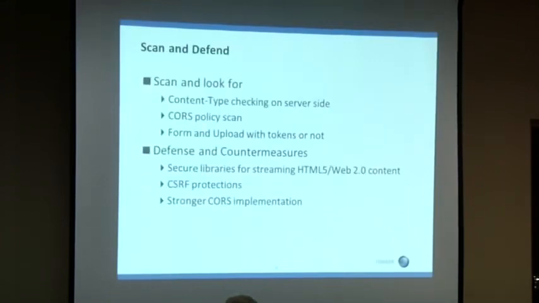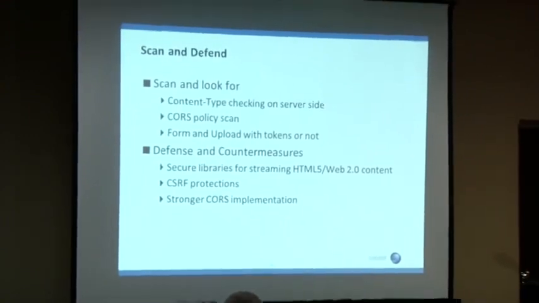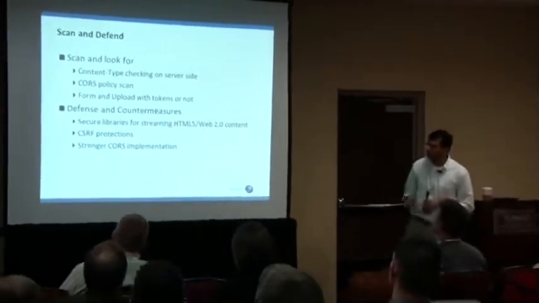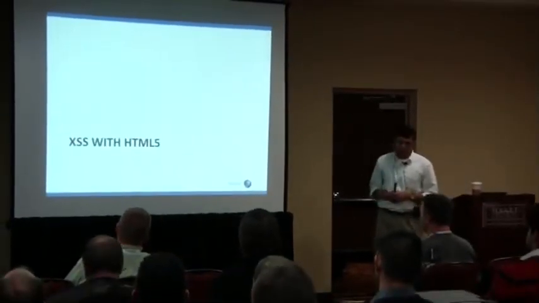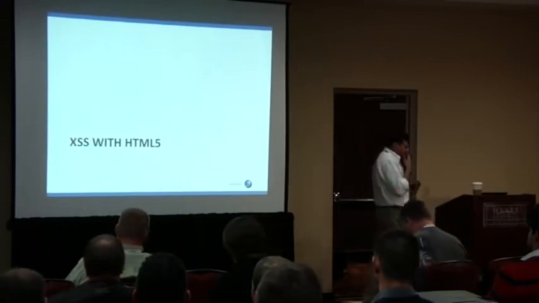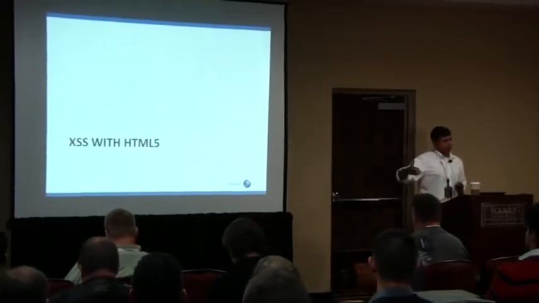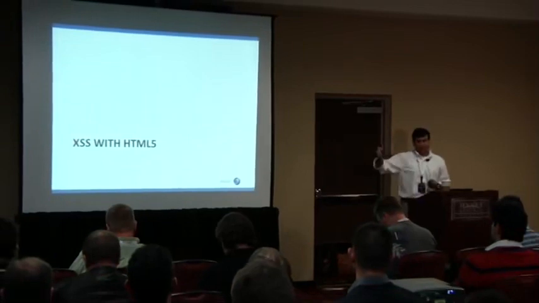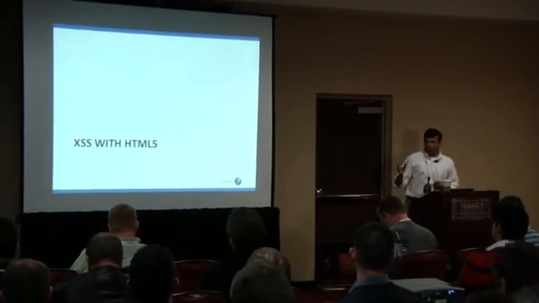So how do you defend against CSRF? Scan, look for content type checking, look at your CORS policy, form and upload tokens. When you're doing form-based processing or some kind of uploading, make sure you have some kind of tokens in place. Use secure libraries for HTML5 and XHR 2.0, streaming, CSRF protection, and a strong CORS implementation. So this is how CSRF has evolved with XHR level 2 and HTML5.